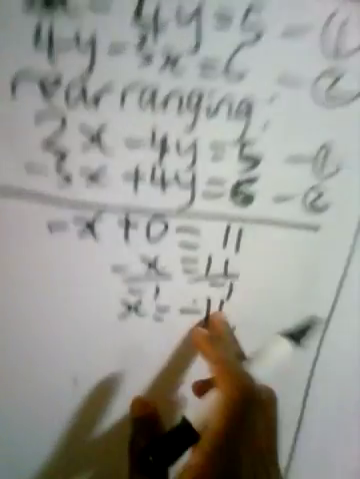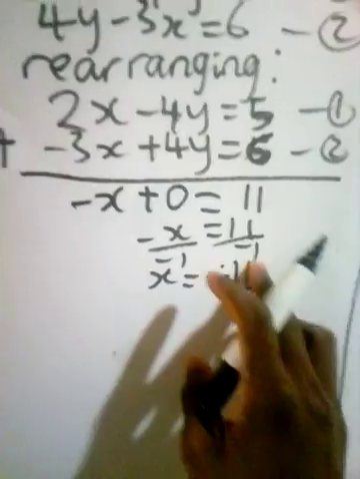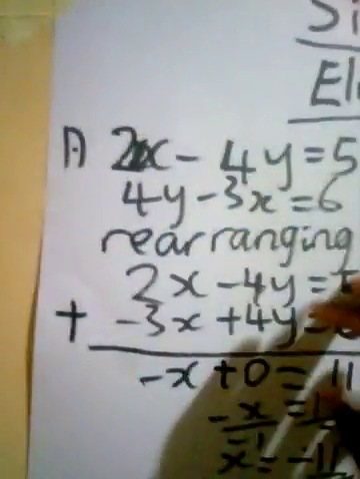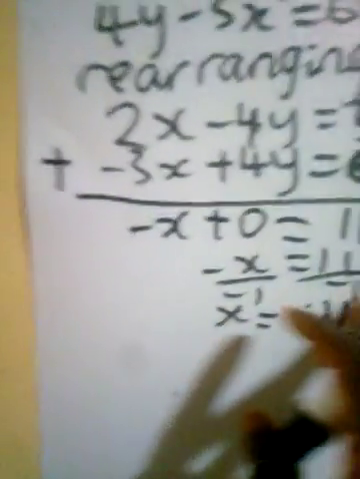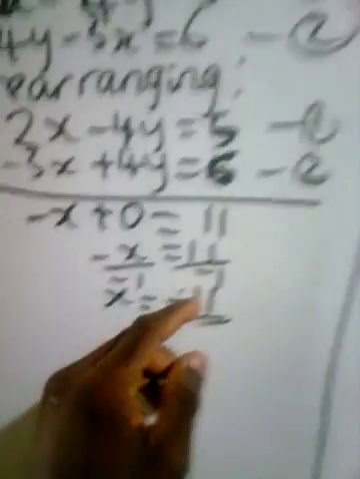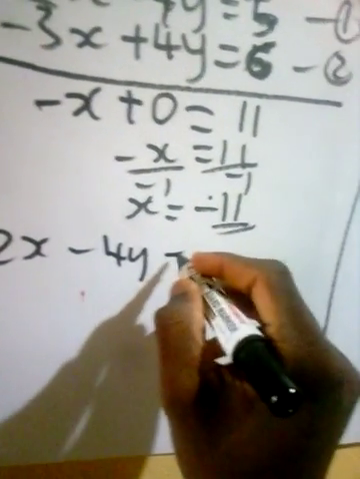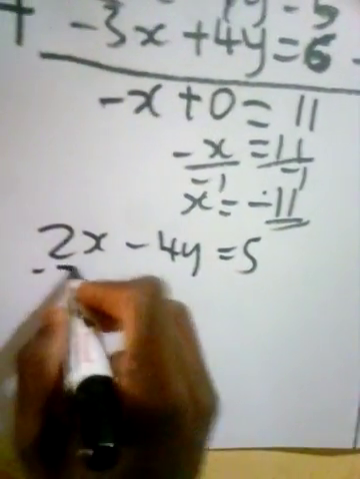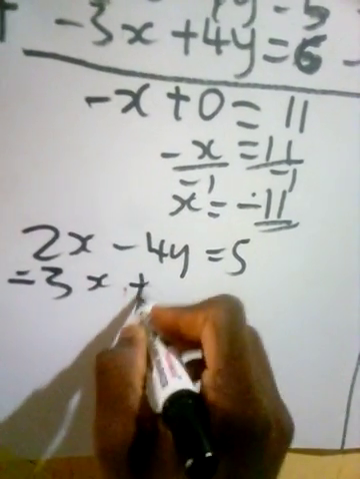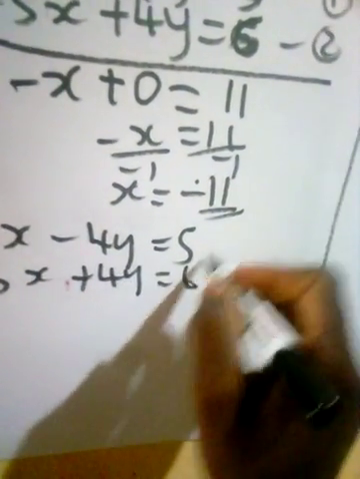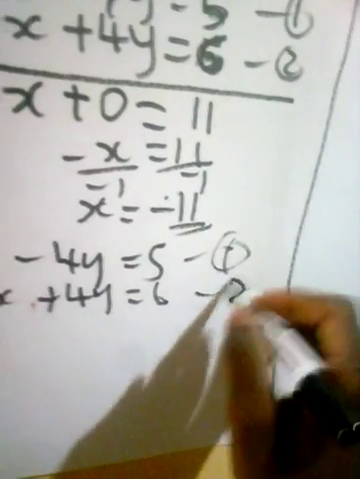So now I'm going to do this again. I can decide to just use the substitution here and put my minus 11 into any of these equations and get my y. I can still decide to bring out 2x minus 4y equal to 5 and minus 3x plus 4y equal to 6, and I can decide to eliminate x.